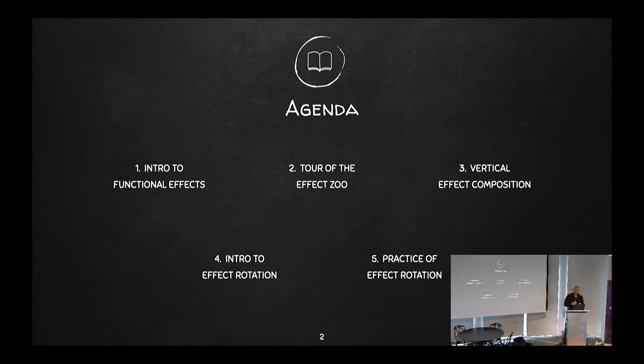After talking about monad transformers, I'm going to transition to talking about an alternate technique called effect rotation that is able to preserve many of the key capabilities of monad transformers, but in a way that feels a little more like idiomatic Scala and doesn't have the drawbacks of monad transformers. And then finally, I'm going to show you a real-world example of effect rotation in the ZIO library that I work on.